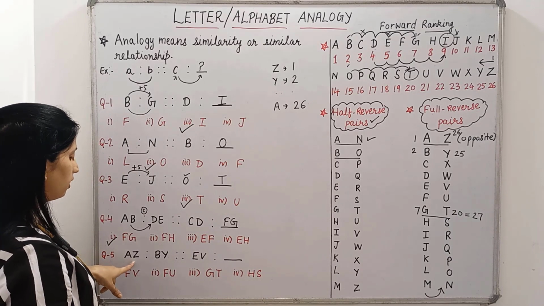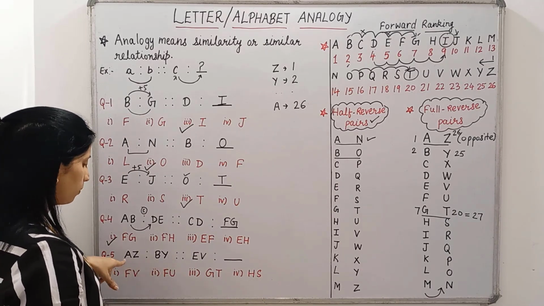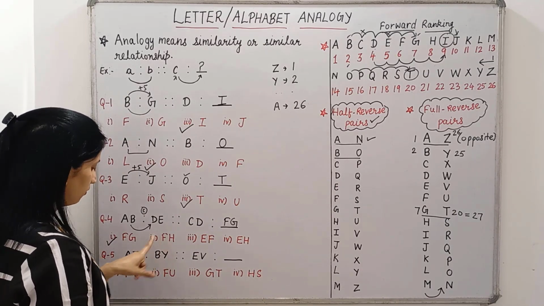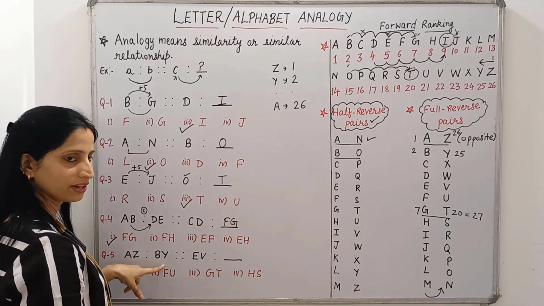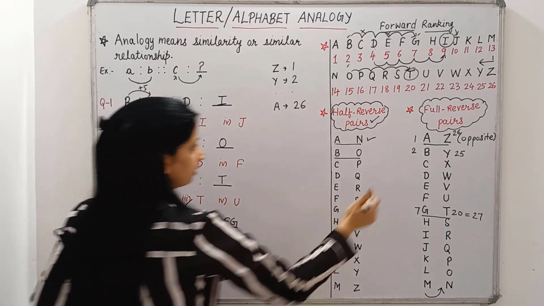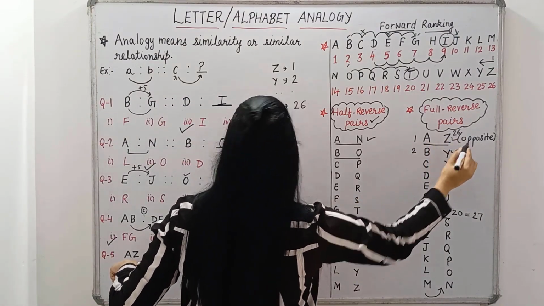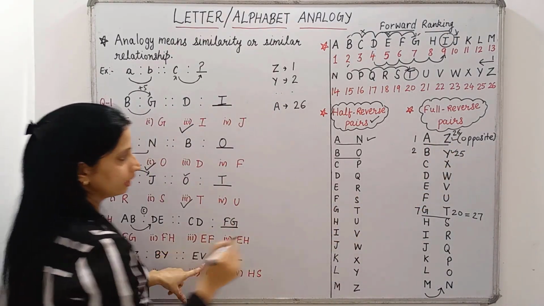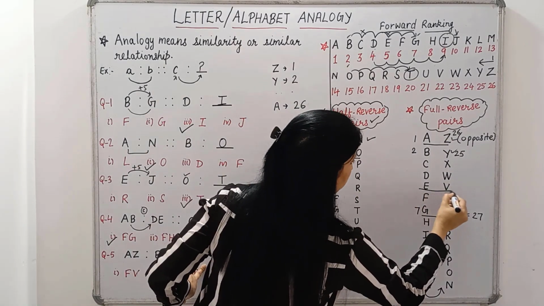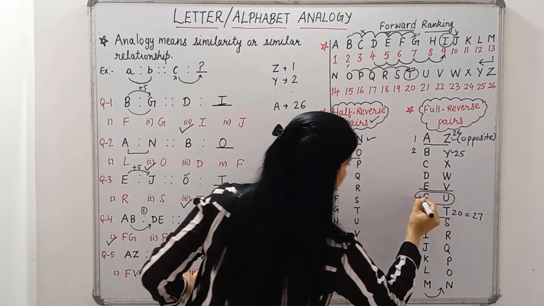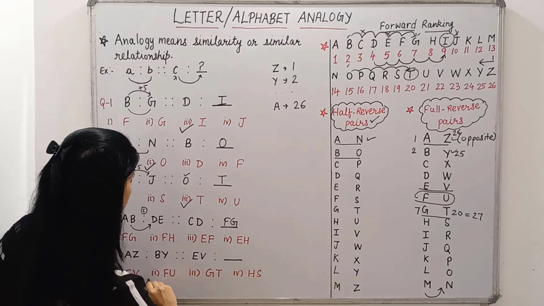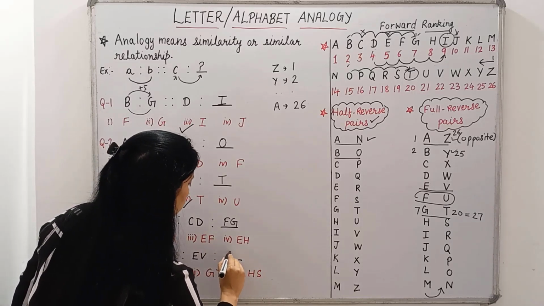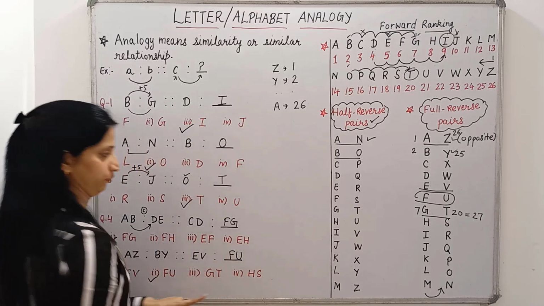Next is AZ, BY. So by looking at these letters, we can identify that these are opposite letters or full reverse pairs. AZ, BY, then EV. After EV, what will come? FU. Our answer will be FU. Just check your options given. FU is the option. Write FU.